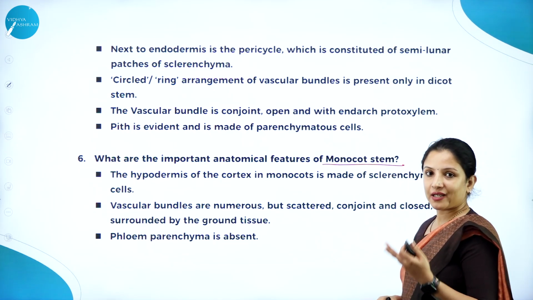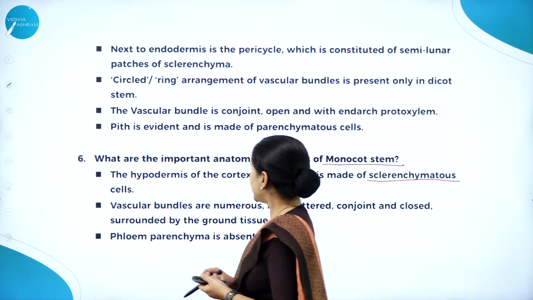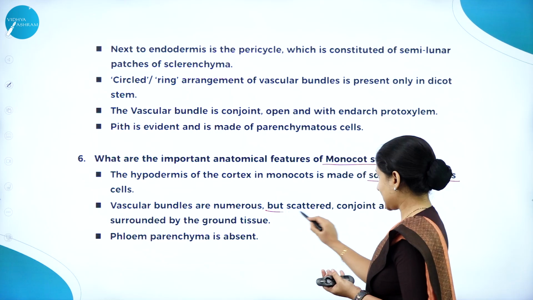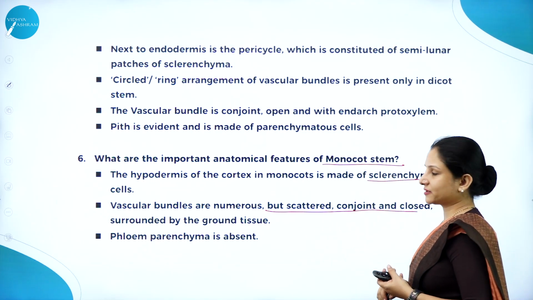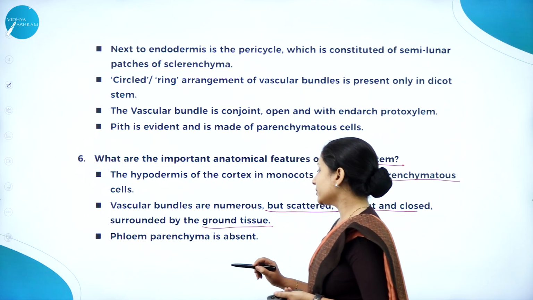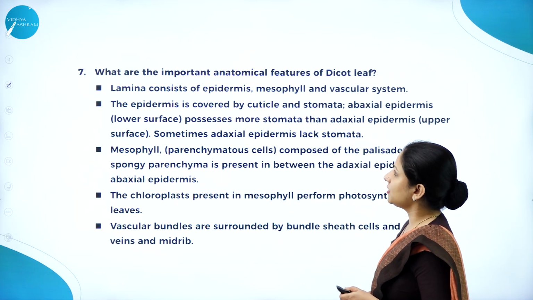In monocot stem, again the hypodermis is made up of what? Sclerenchyma cells. Vascular bundles, many are there, but they are scattered, conjoint and closed vascular bundles, and they're surrounded by the ground tissue. And next, phloem parenchyma is absent in this particular case. 3 points you write, you will get 3 marks.